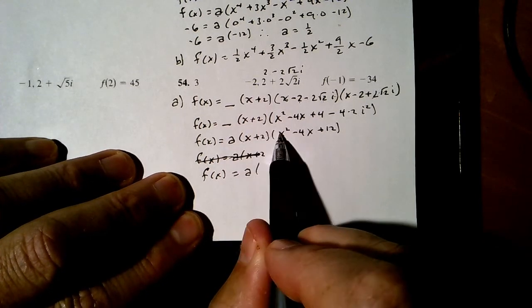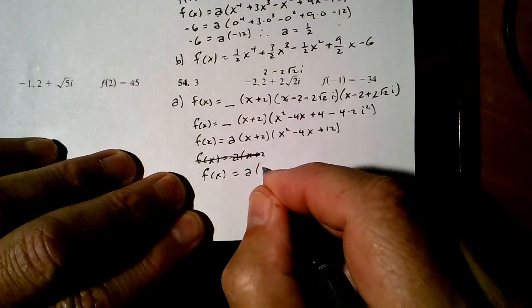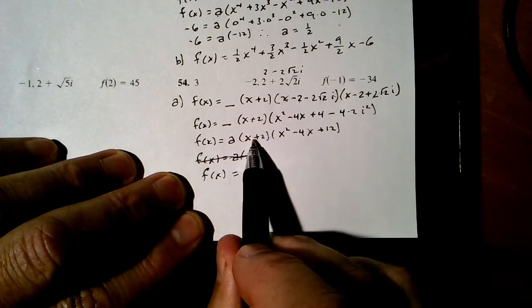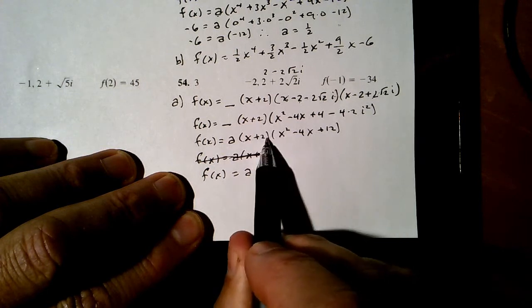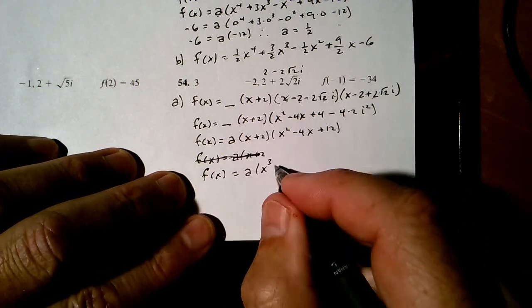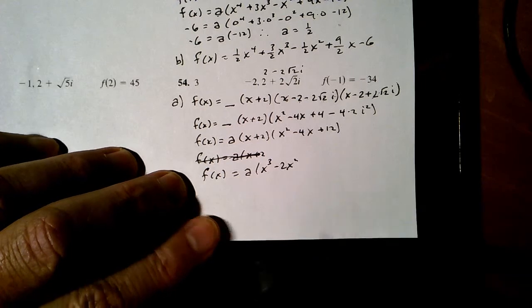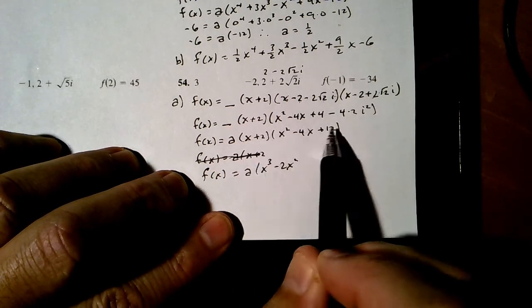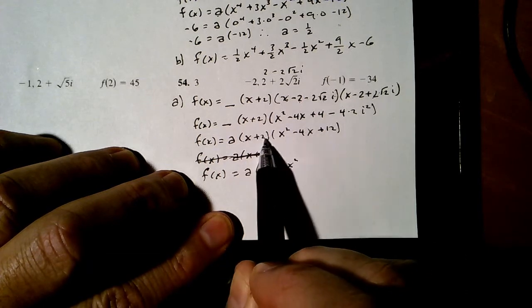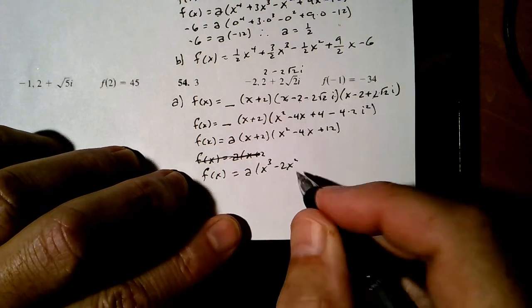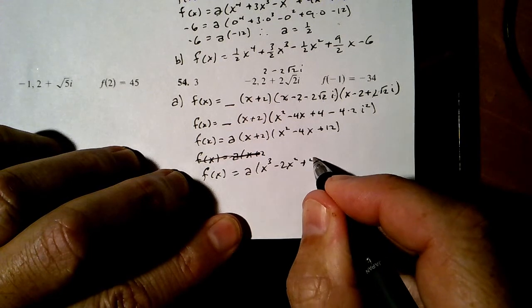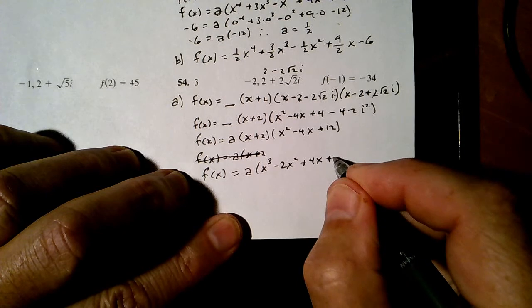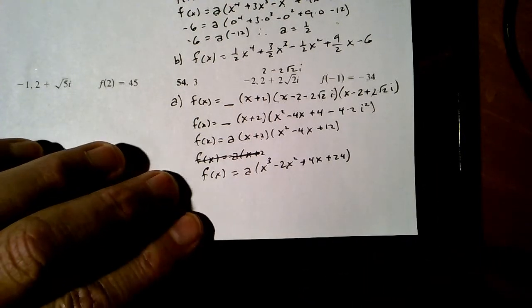The only place I'm going to get an x cubed is right here. X cubed. How about x squareds? Minus 4 of them, but plus 2 of them. Minus 4 plus 2, minus 2x squared. Plain old x's, I can get 12 on the outsides. 12, but minus 8. 12 minus 8, 4 x's. Plain old numbers, 2 times 12, plus 24.